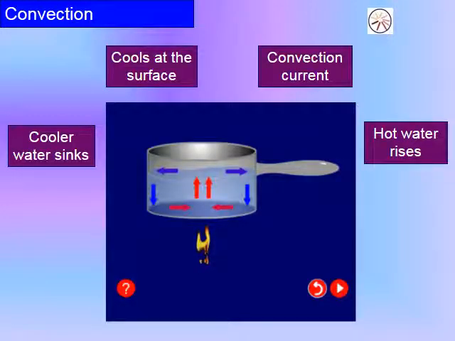Alright, so this is a demonstration of a convection current. Remember, we said convection happens when matter is in a liquid or gas state. So this is something we're very familiar with. This pot has boiling water in it. The water right next to that heat source is becoming extremely hot, and as it heats up, it rises up. And as it cools down, it sinks down.